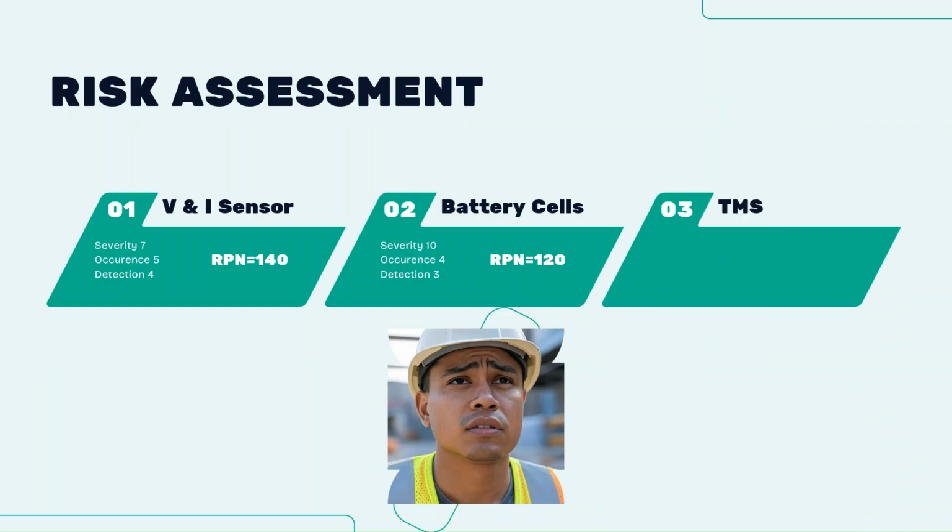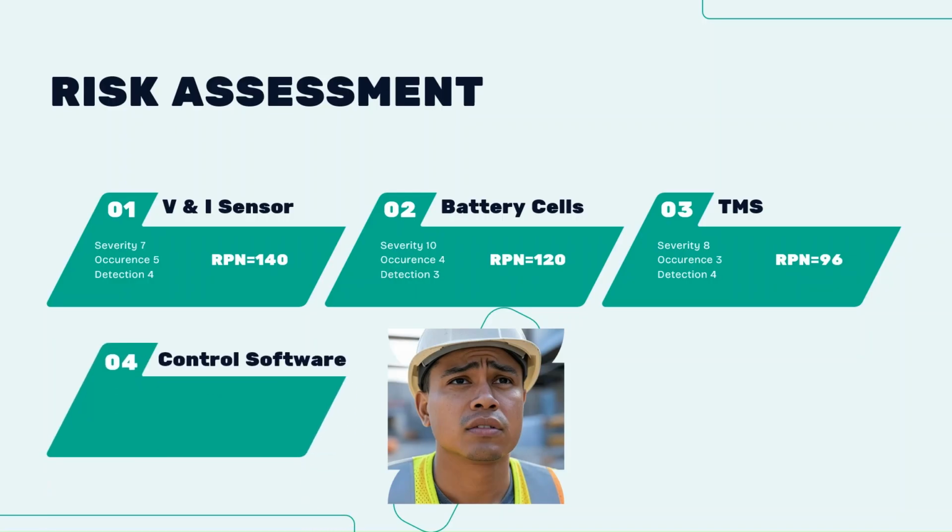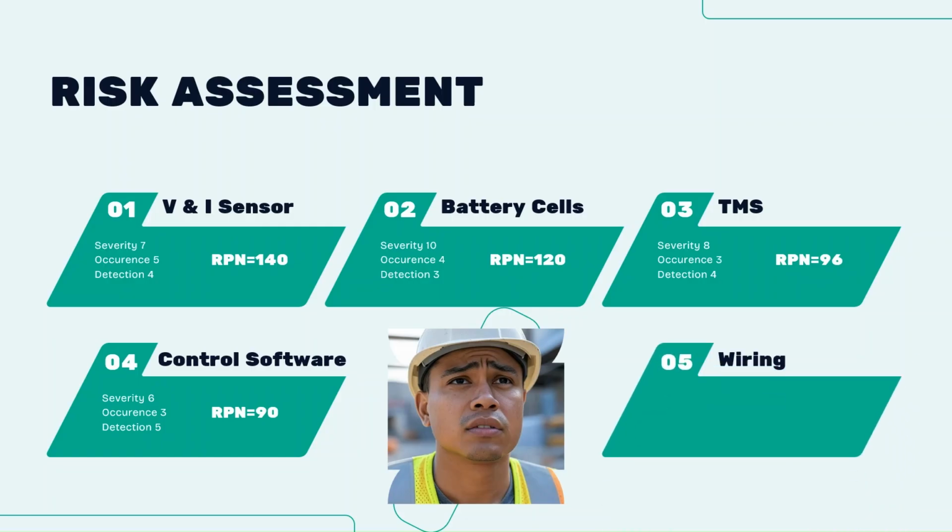For TMS or the thermal management system, severity as 8, occurrence as 3, detection as 4, RPN comes out to be 96. For the control software, severity as 6, occurrence as 3, and detection as 5. So RPN comes out to be 90. For wiring, severity as 5, occurrence as 4, detection as 3, RPN comes out to be 60.